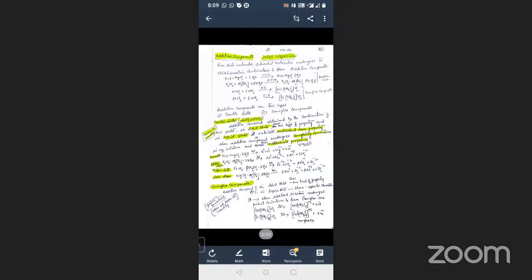Hexaamine nickel 2 chloride, when dissolved in water, we are getting 2 chloride ions separated, and we are getting one complex. Similarly, hexaamine cobalt 3 chloride, when dissolved in water, it means in aqueous state, we are getting one complex compound. It means the addition compounds, when dissolved in water, partially undergo ionization to form a complex ion. Those complexes are known as the complex compounds.